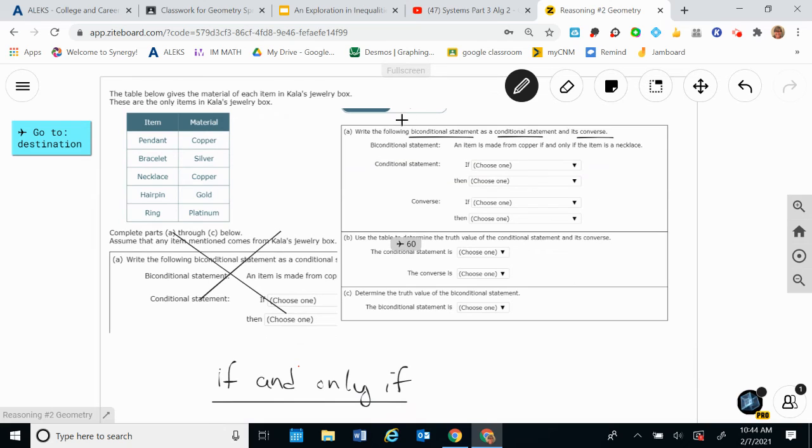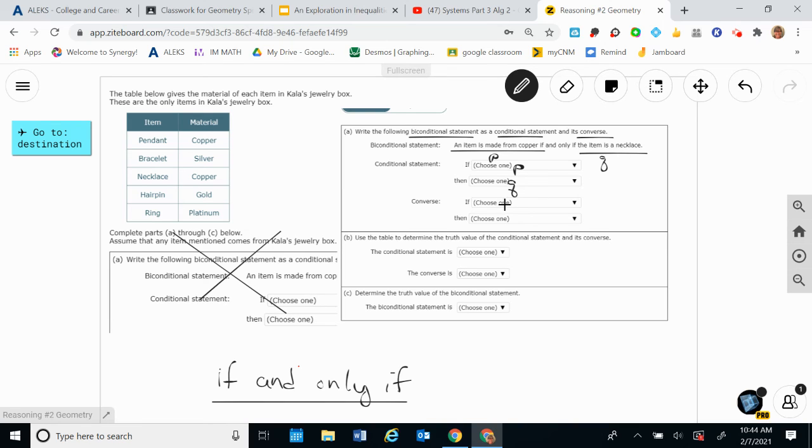So this is going to be an if and only if that they're giving us. An item is made from copper if and only if the item is a necklace. First you're going to write it as a conditional statement. So instead of if and only if, you're going to write if an item is made from copper, I'm going to call this P. I'm going to call this Q, because I'm not going to write all this stuff down. So you would write if P, then Q. If an item is made from copper, then the item is a necklace.